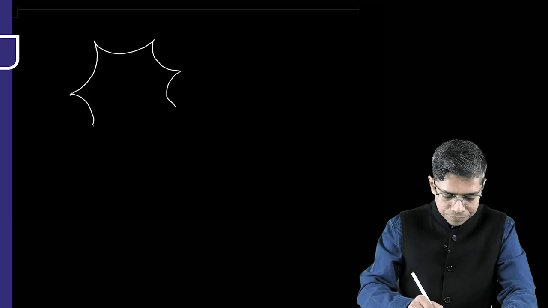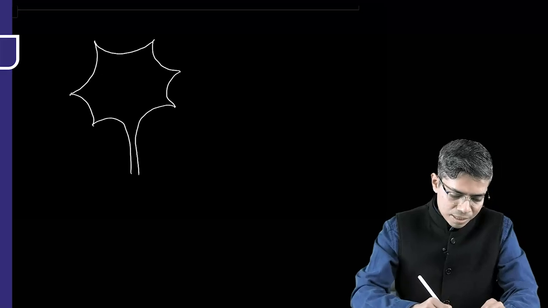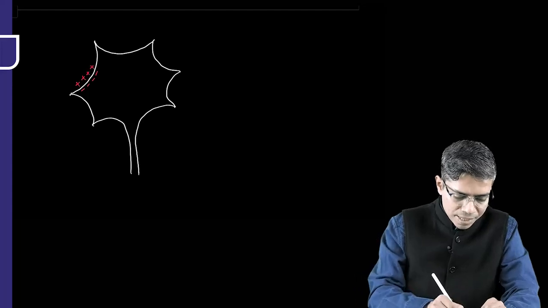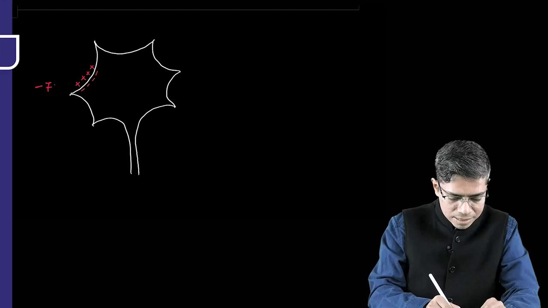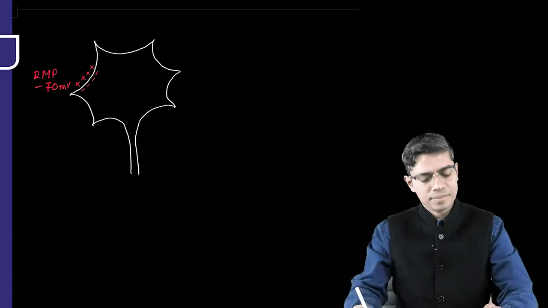So I am first drawing one neuronal cell body. If I look at the membrane voltage, inside is negative, outside is positive, and this is nothing but minus 70 millivolt. That is my resting membrane voltage, right?